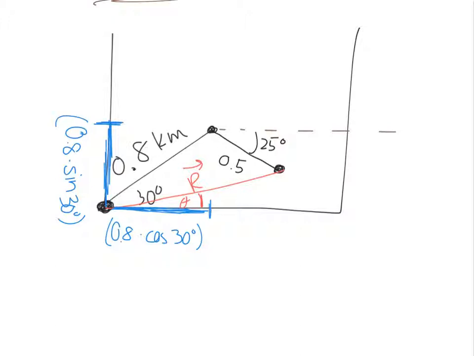How about the second vector? Let's use purple for the second vector. For the second vector, it goes from where the first vector ended, right here, to where it ends. So draw another one here. That's the horizontal component of the second vector.